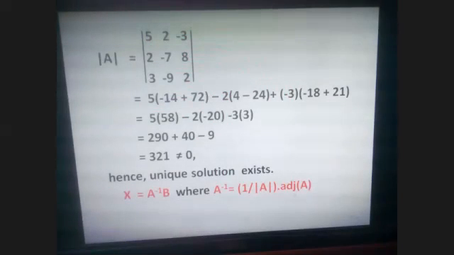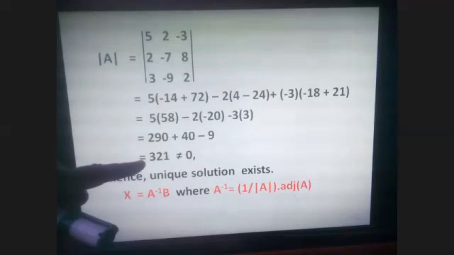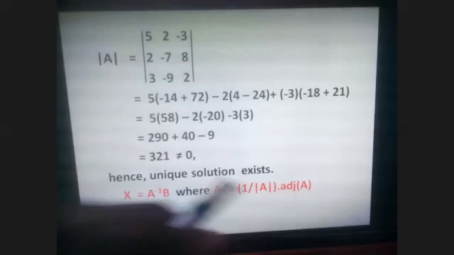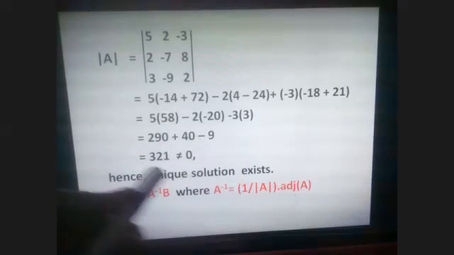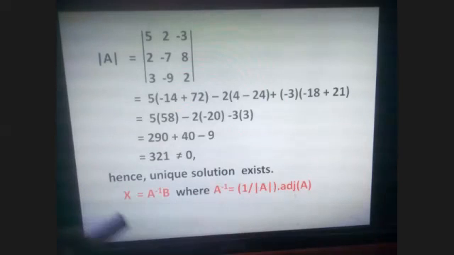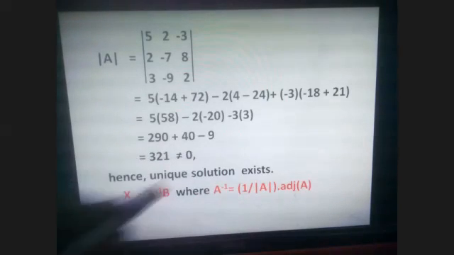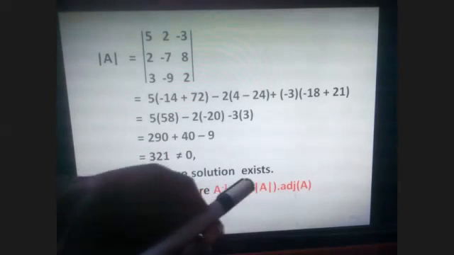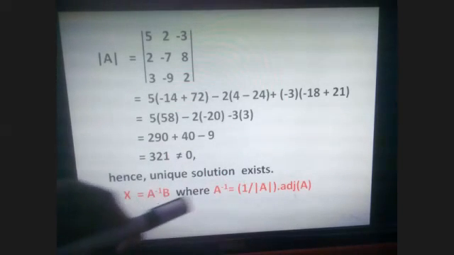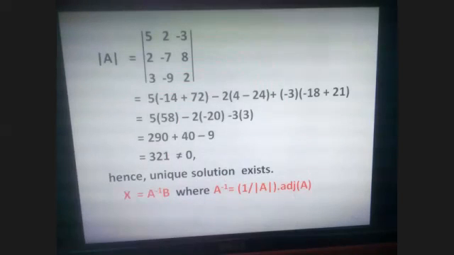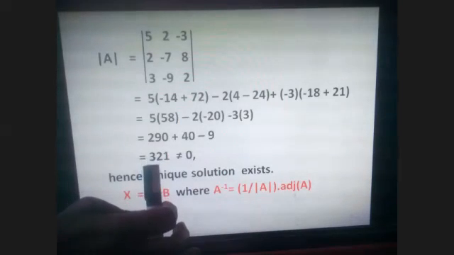So what will be the unique solution? X equal to A inverse B, where A inverse is 1 by determinant A into adjoint of A. We have seen the determinant is non-zero. Remember, the determinant plays a role later. 321, you have to remember it is 1 by determinant A into adjoint of A. So when determinant A is not equal to 0, hence the unique solution X is A inverse B. Now our job is to find A inverse, 1 by determinant A; determinant A we have, 1 by 321.